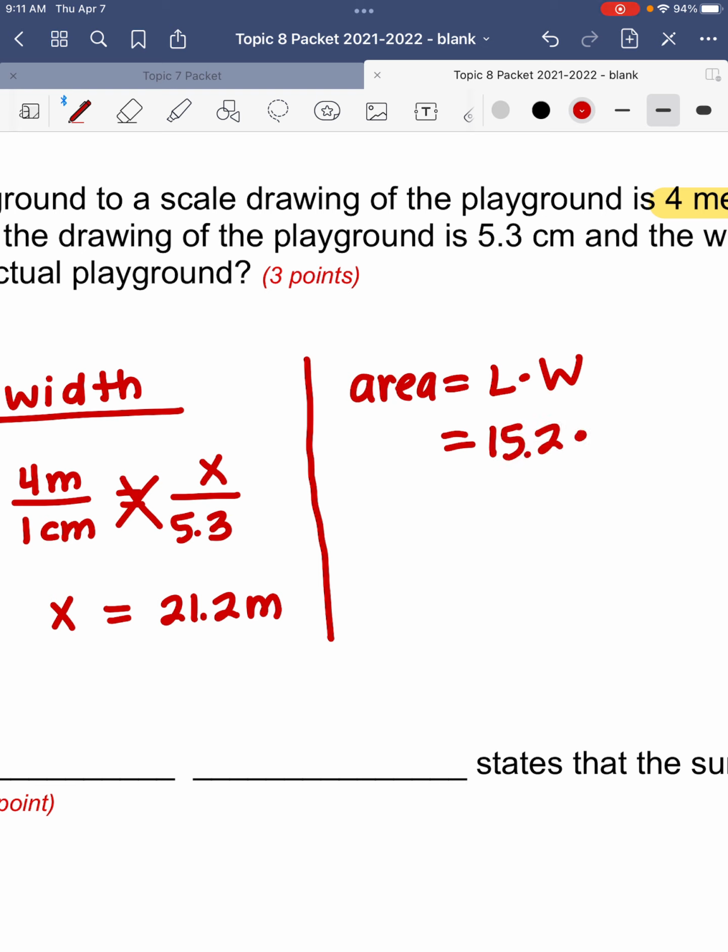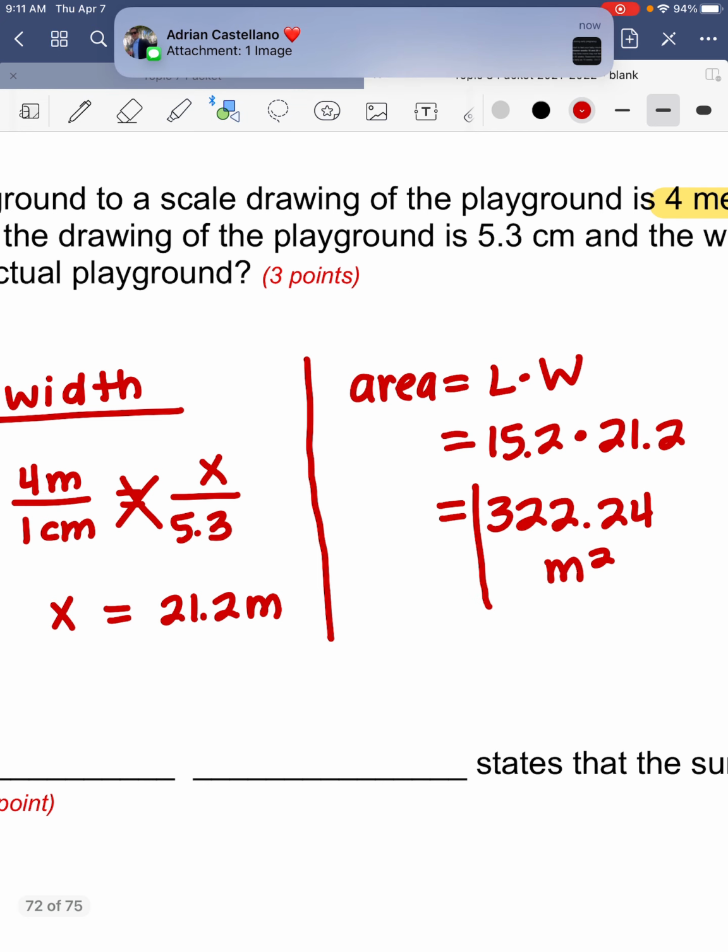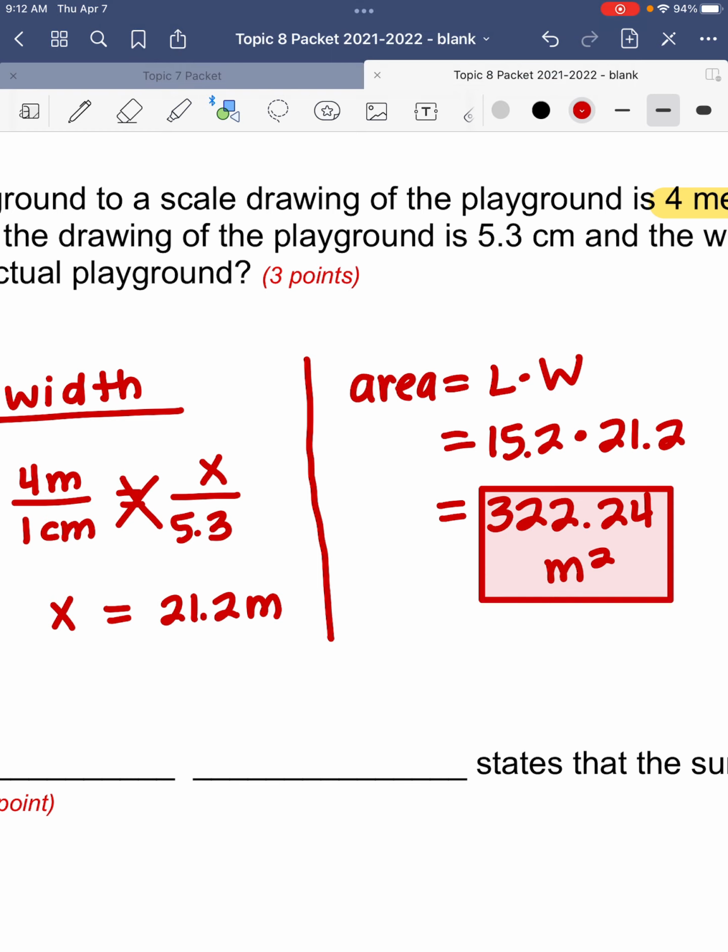And our width that we found was 21.2. So 15.2 times 21.2. If I put that into my calculator, I get 322.24. And it would be meters squared, or squared meters. So 322.24 square meters. That is the actual area of the playground.